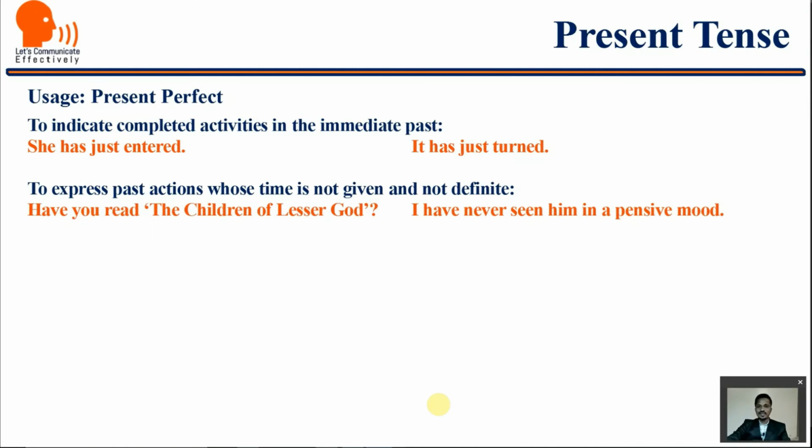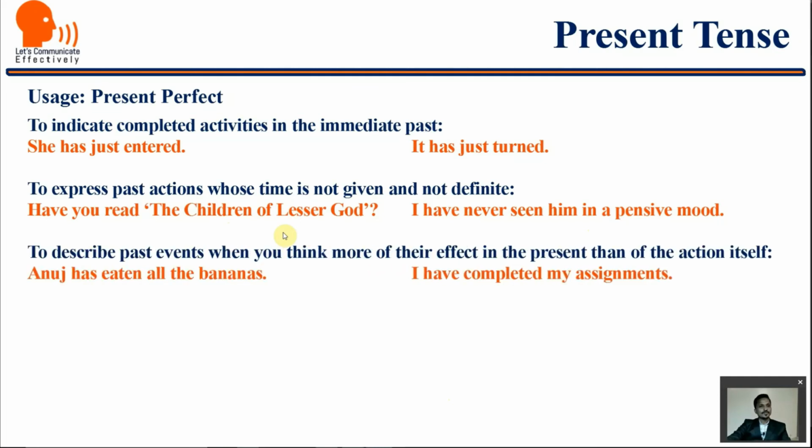I have never seen him in a pensive mood, tense mood, to express past actions whose time is not given. Like when? No, it is not given. So, I have never seen him in a pensive mood. Have you read? When? Yesterday, day before yesterday, one week before, one month? It is not given. So we use present perfect tense there. We also use it to describe past events when you think more of their effect in the present than of the action itself. So you are just focusing on their effect rather than the action. Like, Anuj has eaten all the bananas. I have completed my assignments, and so on.